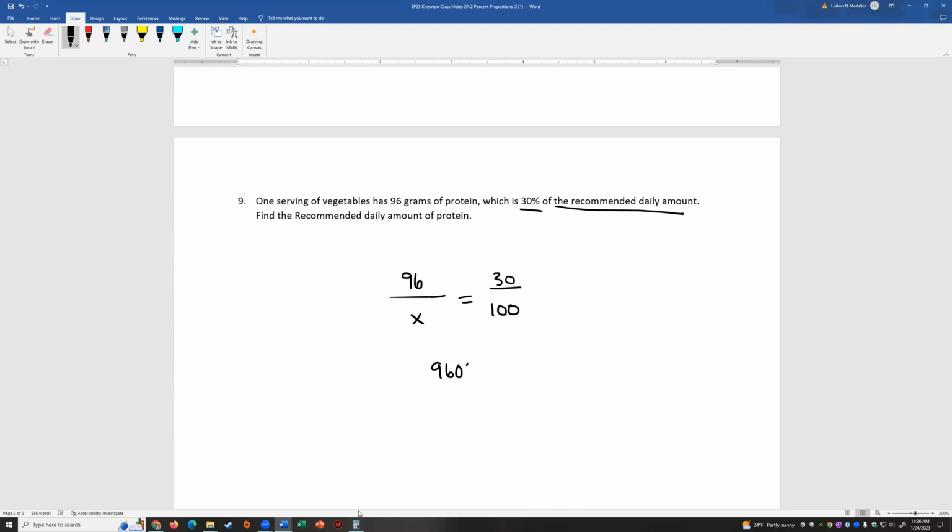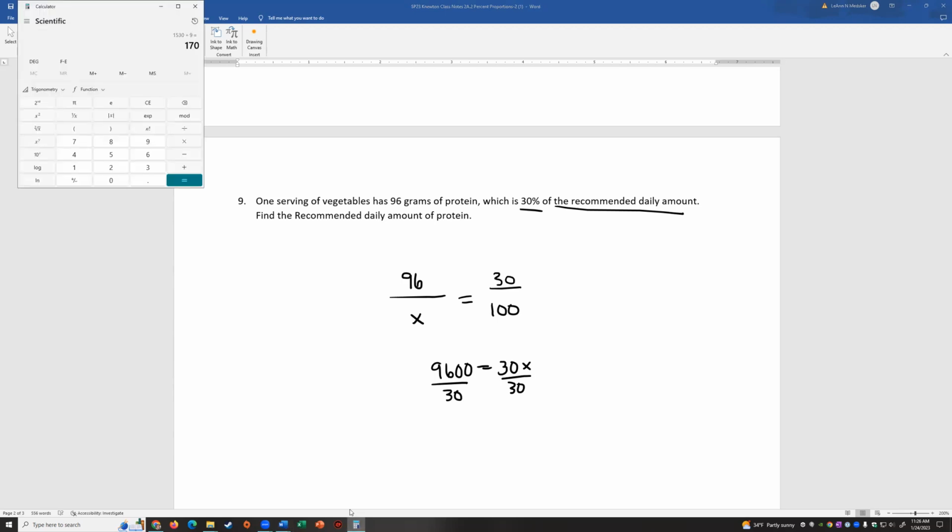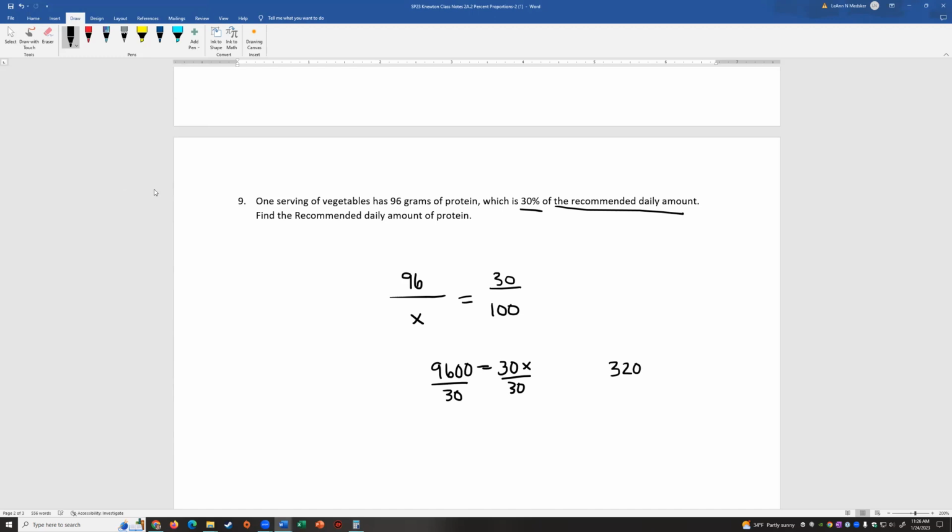So just to show you kind of what I do expect, I didn't write it on all of mine because I didn't give myself a lot of room for scratch work. Show the multiplication step and then the division step. So 9600 divided by 30 is 320 grams of protein. That's what you should have as your recommended daily amount according to this problem. Okay, that is the end of 2A.2.